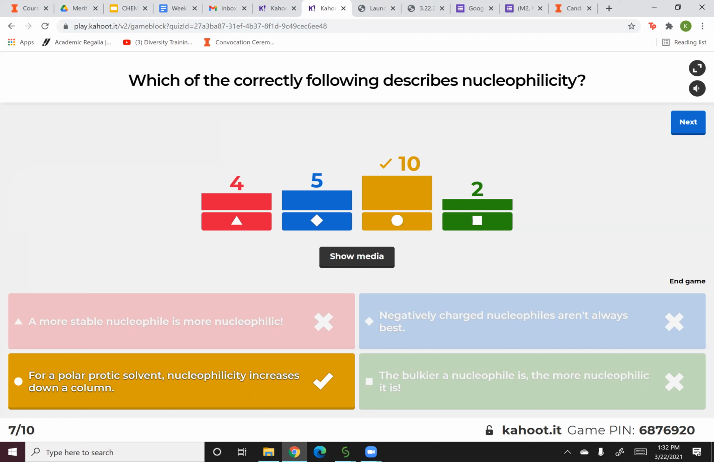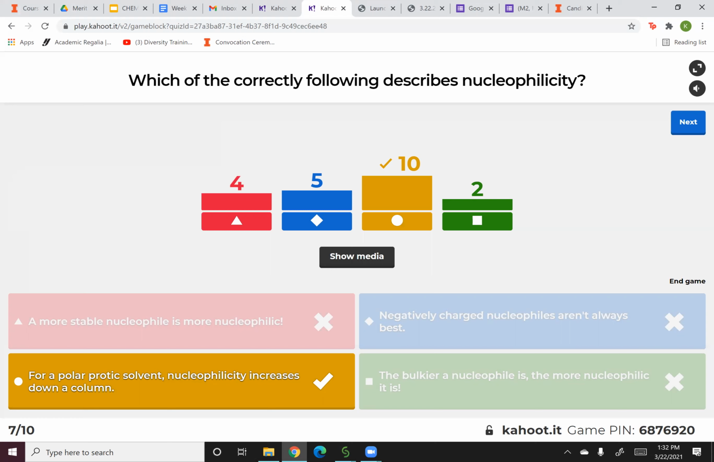Yeah, so if you have a more stable nucleophile, then it's going to be relaxed. It's chill. It doesn't want to react. It just wants to lay there and do nothing. You want your nucleophile to be angry. You want it to be upset. You want it to have an urge to attack. You want it to have a desire to attack. So as a result, you want to have a less stable nucleophile.